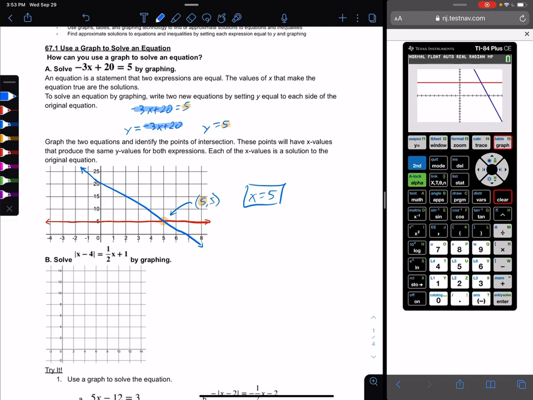In part B, they're asking us kind of the same thing. They want us to solve an equation by graphing, but this time we have an absolute value and a fraction. So I want to do the same thing. I want to show you how to enter this type of equation into the calculator.